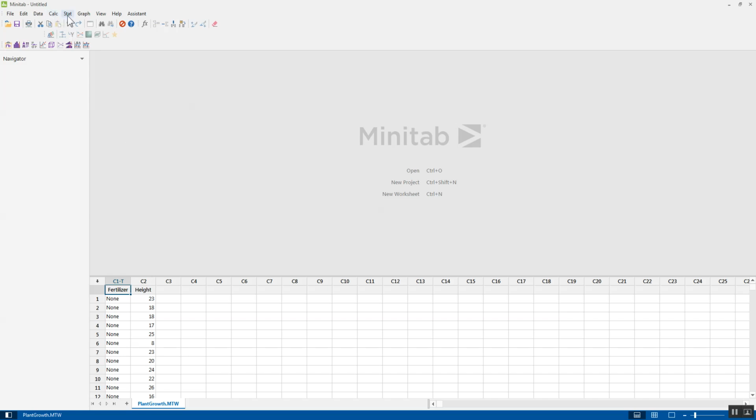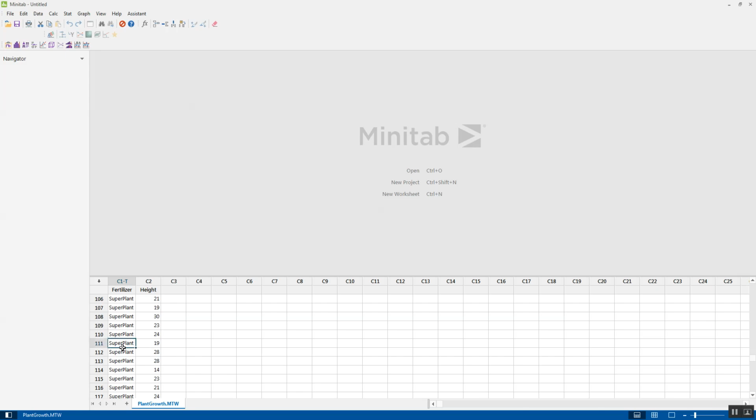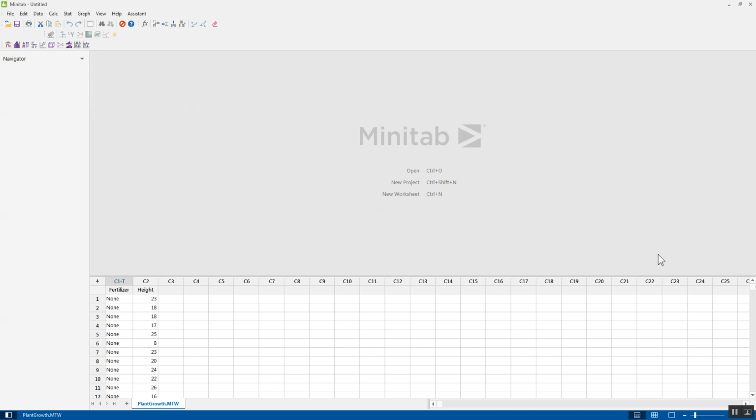All the other menus up at the top here seem to be fairly similarly organised as they were before. So we'll do a one-way analysis of variance. We've got a data set here where we've been applying different fertilisers, either no fertiliser, grow fast fertiliser or super plant fertiliser, and been measuring the height of plants. Very simple experiment. So the independent variable is the type of fertiliser, of which no fertiliser is a type, and our response, or our dependent variable, is the height of the plant.